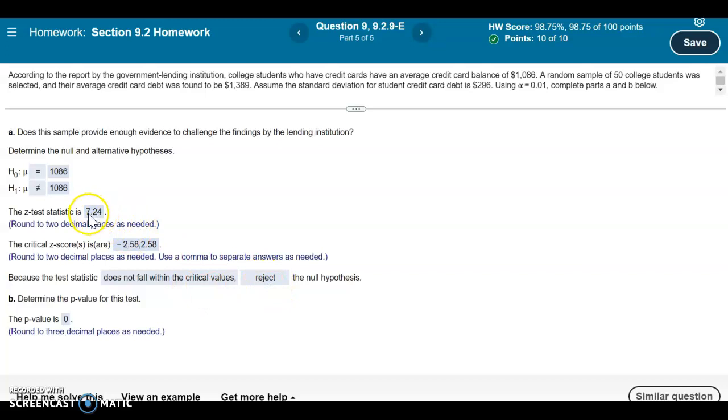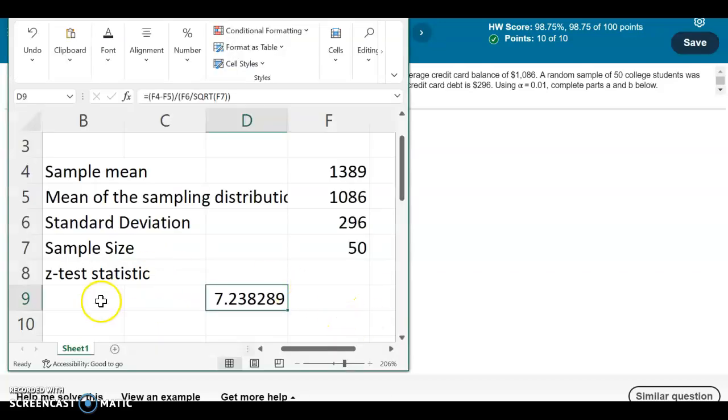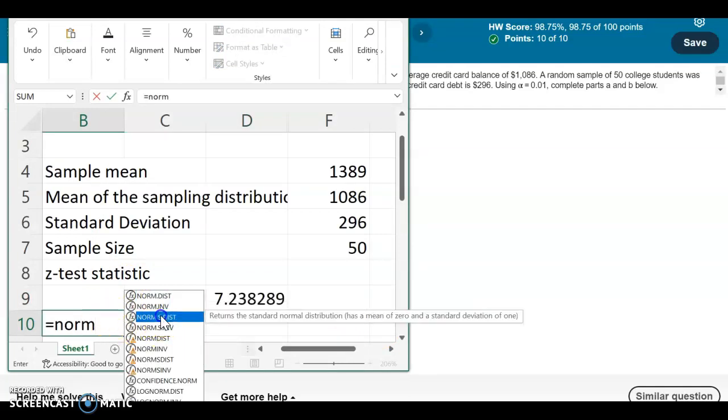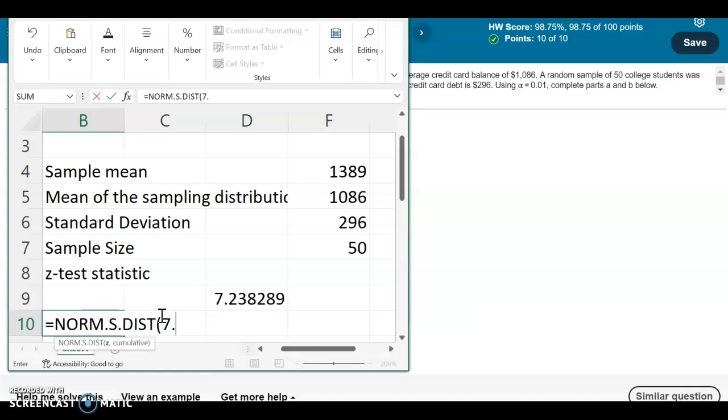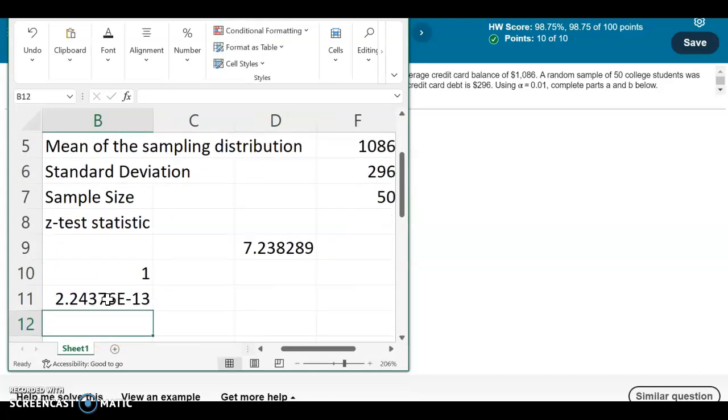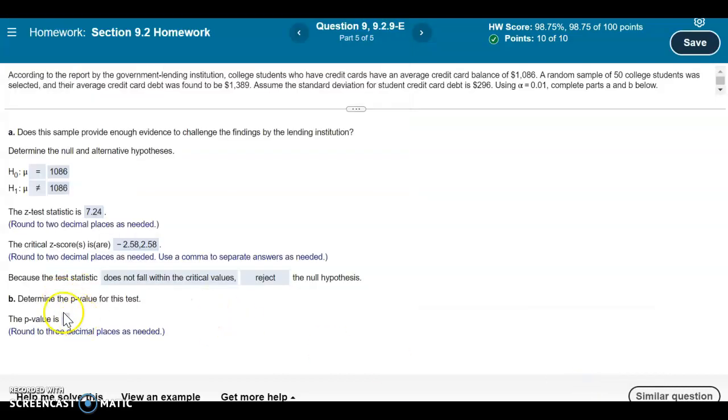Now, your test statistic, if you try to find your p-value here of 7.24. Since it's positive, we're going to have to say 1 minus whatever we get. So let me say 1 minus 1 would be 0. So your p-value is 0. It's not going to happen, 7.24.